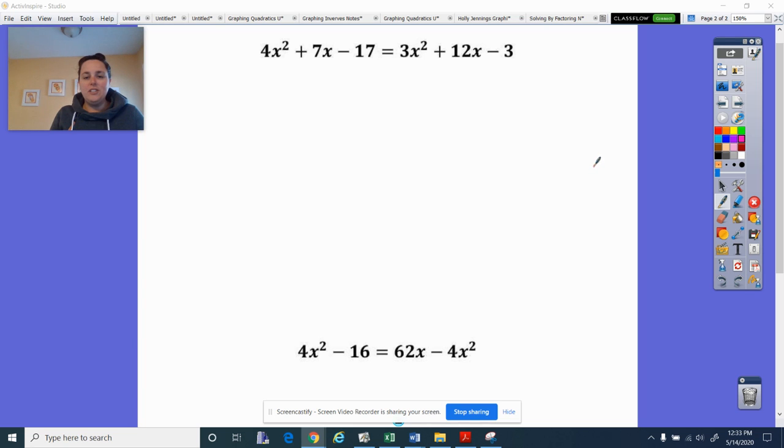Hi guys, so I just wanted to check in with you on the past two practice problems. So let's solve the first one. 4x squared plus 7x minus 17 equals 3x squared plus 12x minus 3.